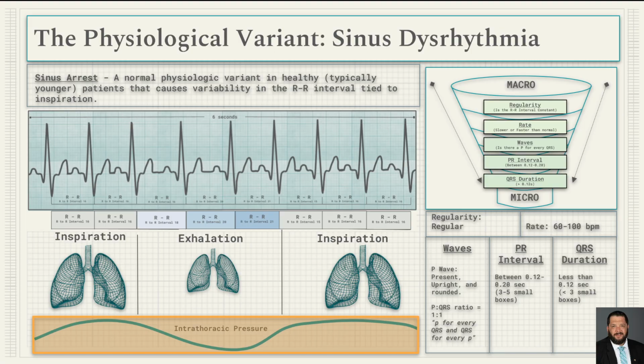The R to R interval will change in coordination with inspiration and exhalation. And during phases of inspiration, the R to R interval may increase slightly, or you'll notice a slight decrease in the rate. This is a normal physiologic variant. We would call this an otherwise normal sinus rhythm, but we can document this as sinus dysrhythmia as opposed to normal sinus because there is some variability in that R to R interval.